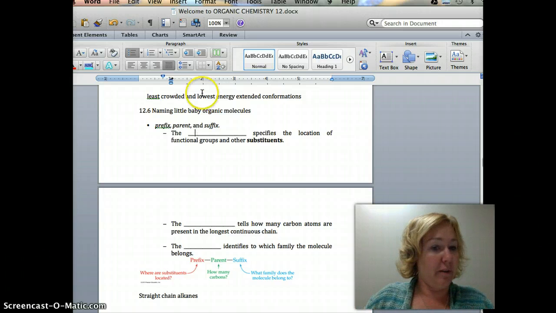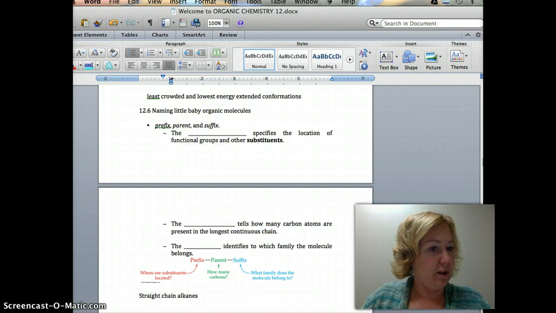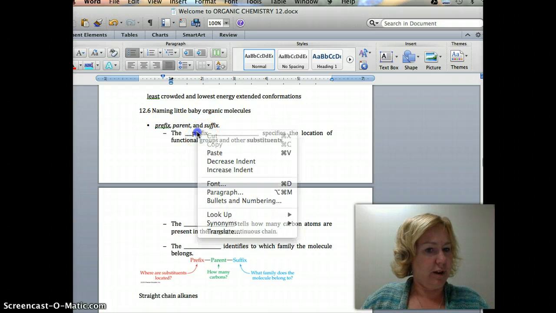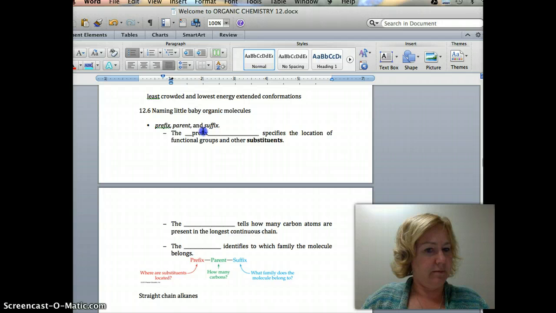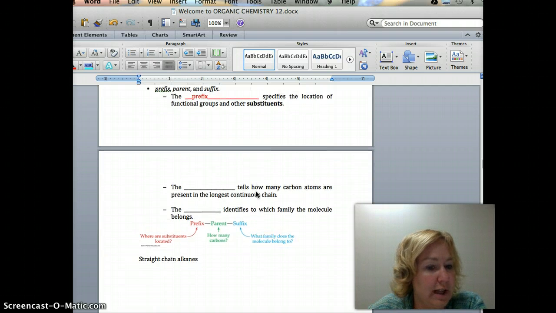The rules are the prefix. The prefix, that's the thing in front. It's not red like I want it to be red. I will eventually make that red. The word is prefix. It comes before. This is the location of the functional groups. So that will be how many functional groups there are, because you will have memorized the functional groups by then. We'll get to that. Don't worry.